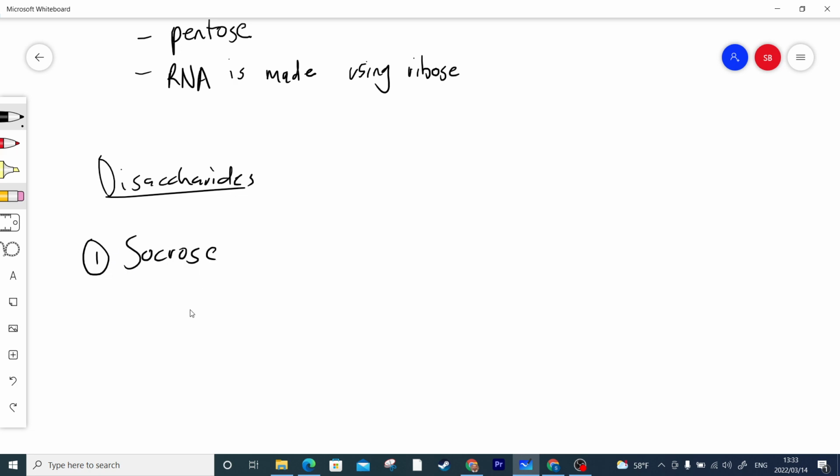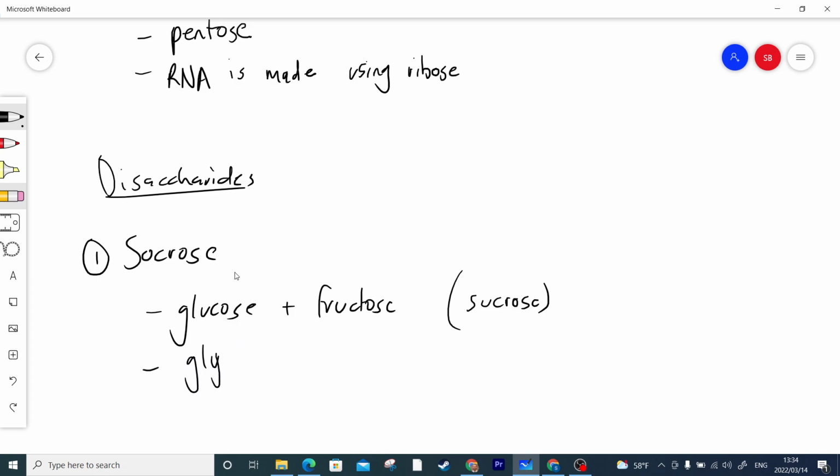Remember, sucrose is made of glucose and fructose. So it's when these two things combine together, you get sucrose. Glucose and fructose. And this is a sugar. It's got a glycosidic bond, of course. Remember, there's the glucose, there's the fructose. And in between these two monosaccharides, you have this glycosidic bond.